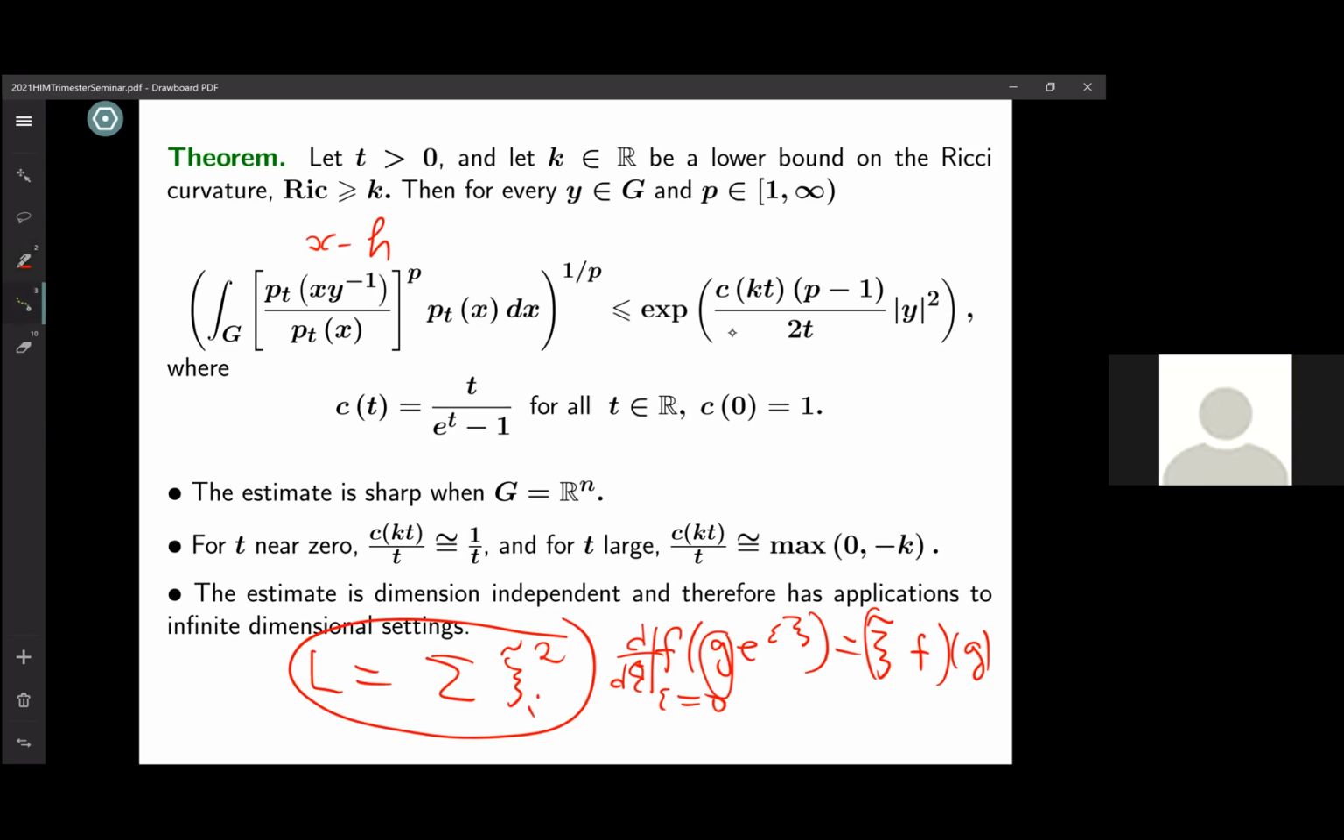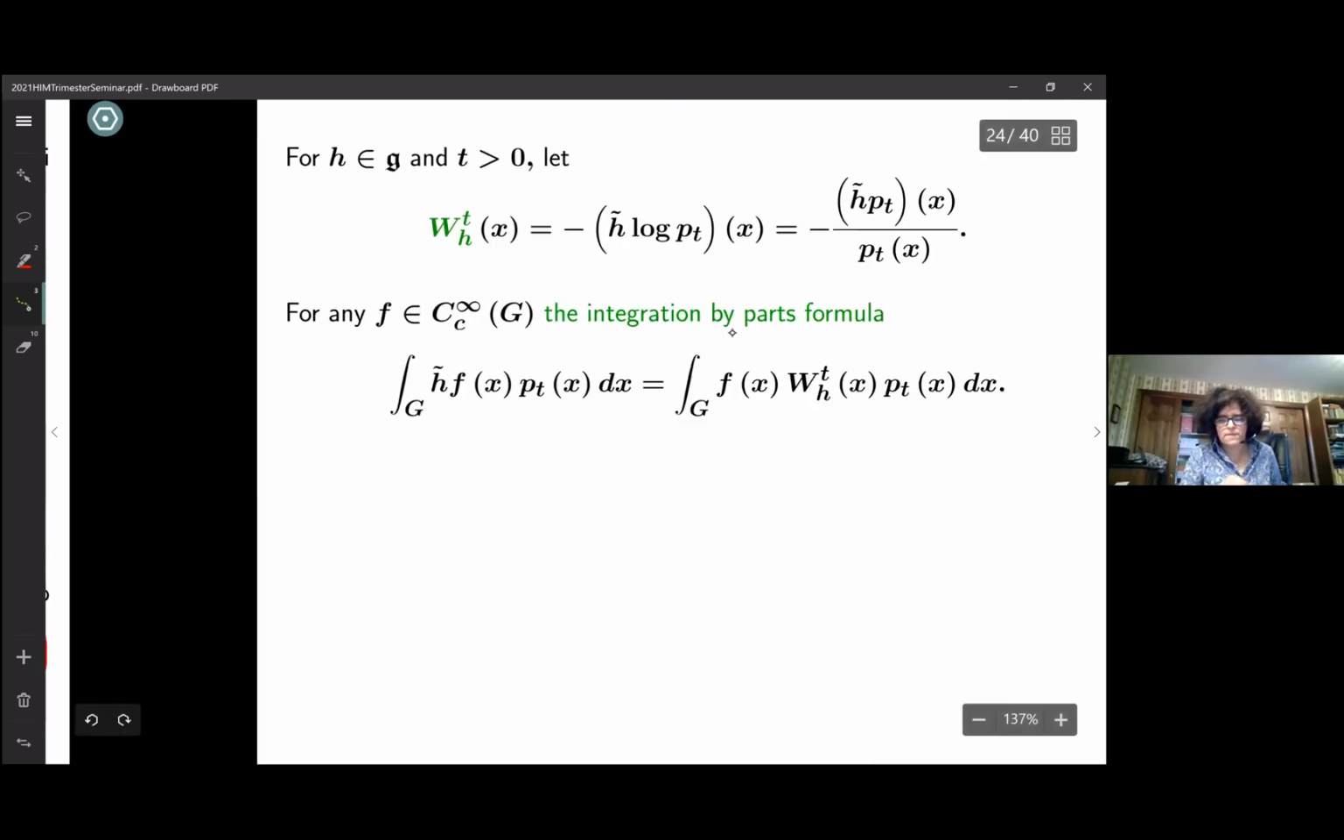Okay, so this estimate actually is sharp because it really produces exactly the result that we had for Rn. And this is dimension independent, and therefore it has applications to infinite dimensional settings, as I said.